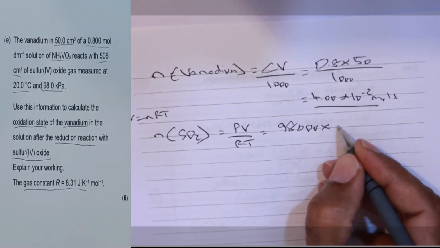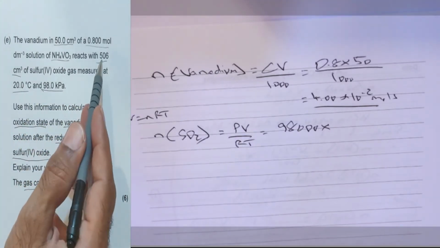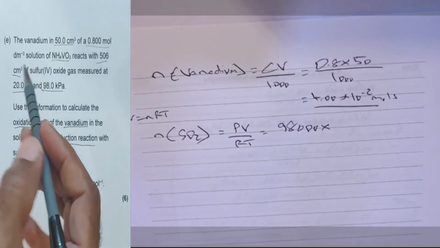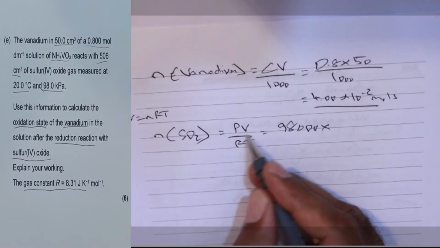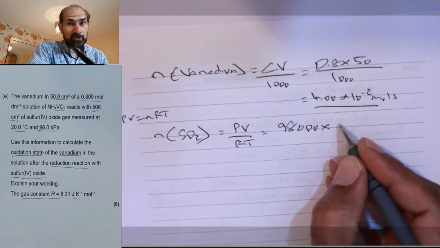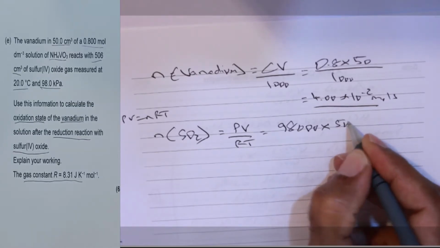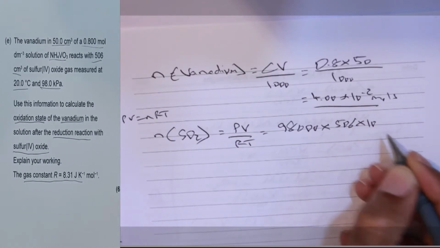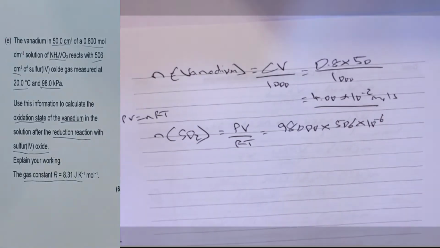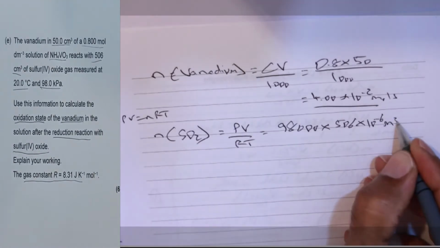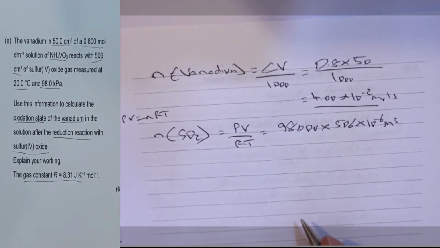So that's pascals, and then times by volume. The volume is 506 centimeters cubed. But in the equation PV equals nRT, the volume used is meters cubed, not centimeters cubed. A simple way of doing that is 506 times 10 to the minus 6, which changes it to meters cubed. Learn how to do this converting from one unit to a different unit, especially in a question like that. You'll need to know that.